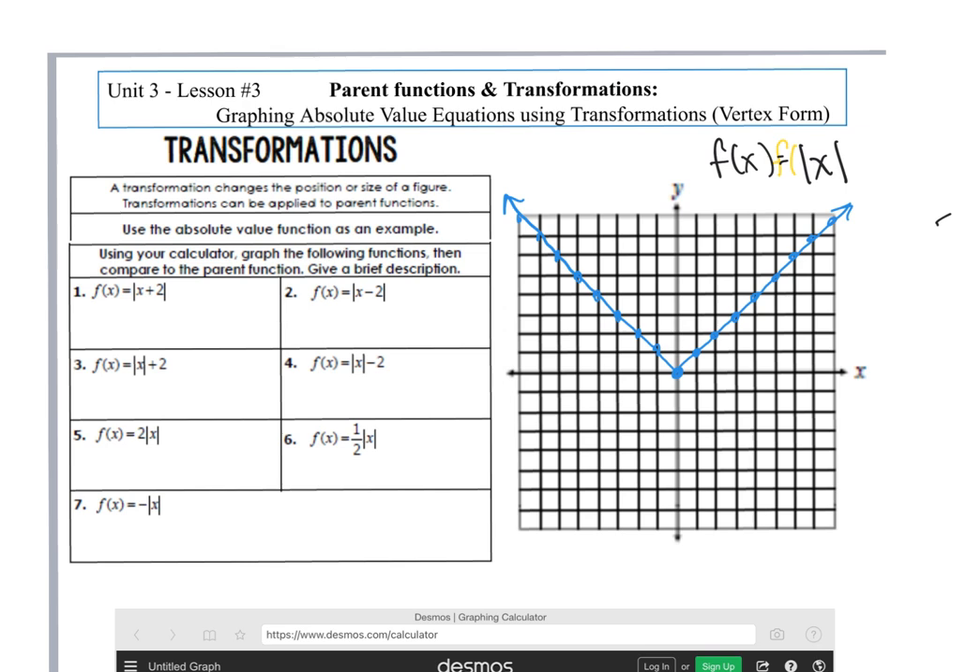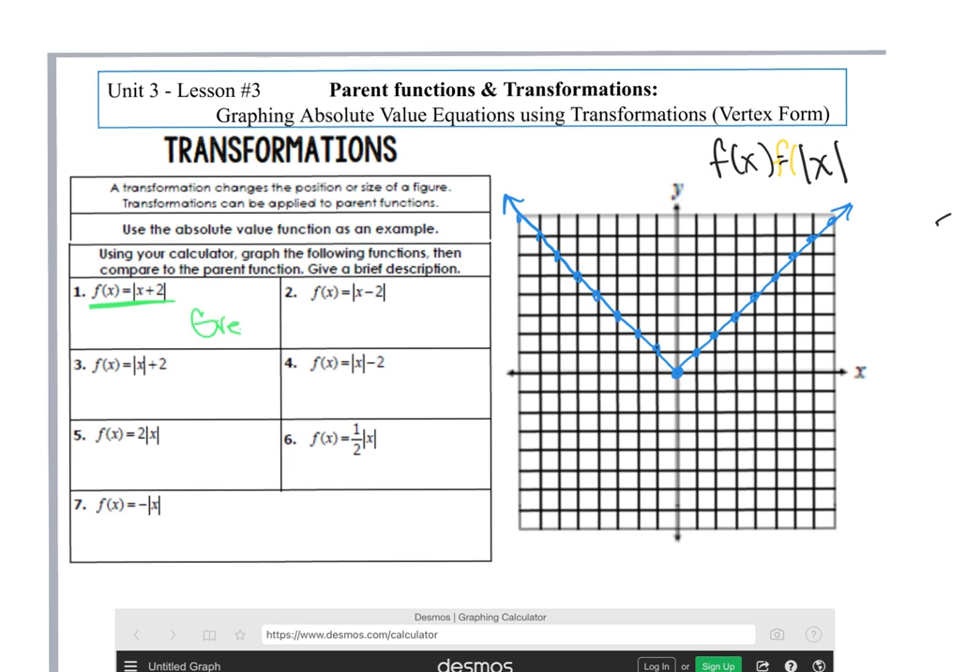Now what we have on the left is 2 being added and subtracted inside our absolute value bars. It's being added and subtracted outside the absolute value bars. 2 is being multiplied outside the bars. 1/2 is being multiplied outside the front of the bars, and we've added a negative. So basically we're doing all these different things with 2, and we're going to show how it transforms our parent function that's in blue. So I'm going to start with doing number 1, and we have f of x equals the absolute value of x plus 2, and this is going to be done in green.